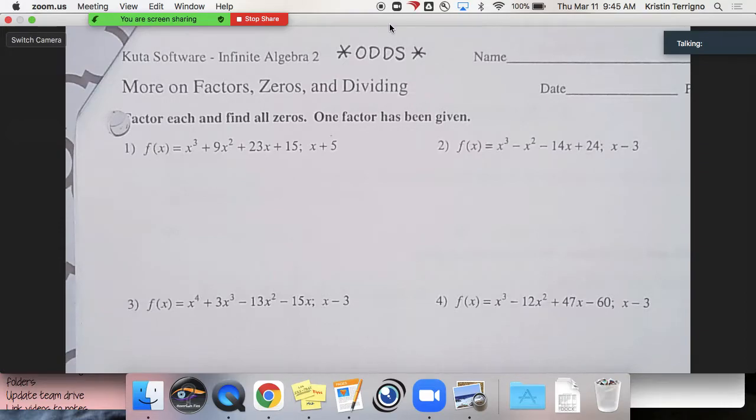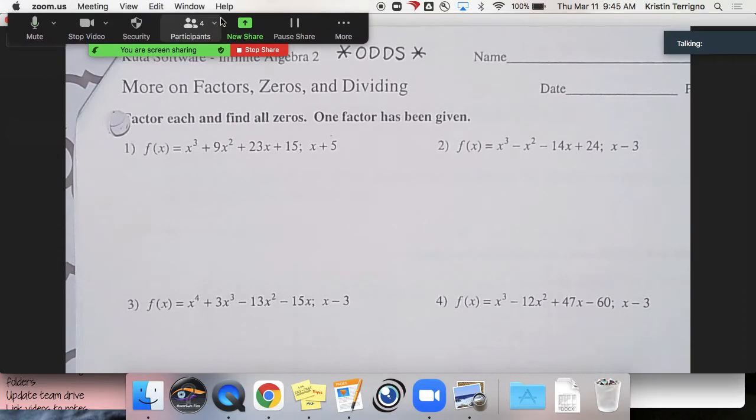Everything else goes away. I think I've got all my zoomers in here.